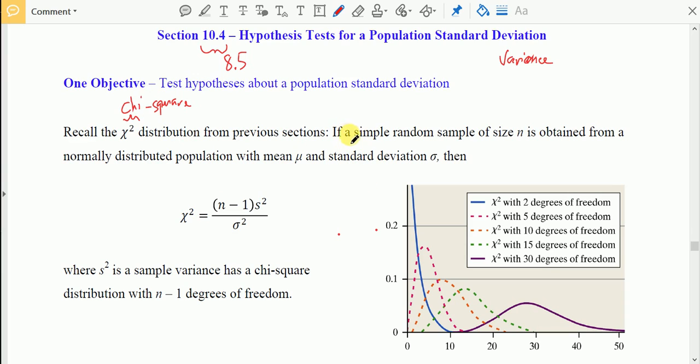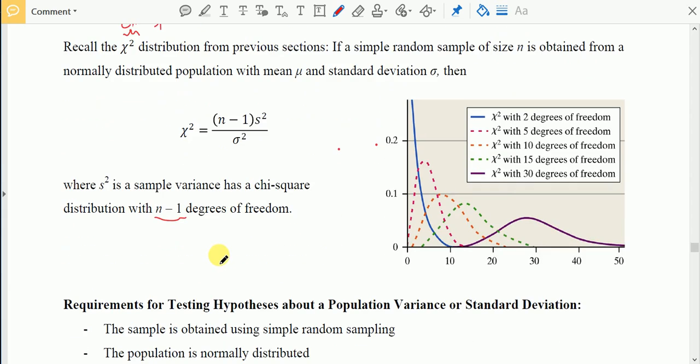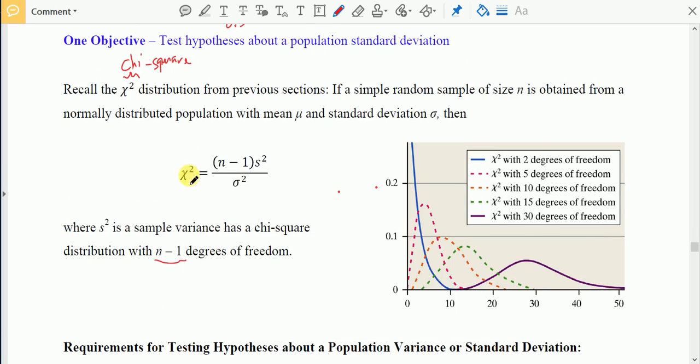Remember that if a simple random sample of size n is obtained from a normally distributed population with the mean mu and standard deviation sigma, then we have this formula. S square is a sample variance and has the chi-square distribution again with n-1 degrees of freedom. So this is from chapter 7, the chi-square.